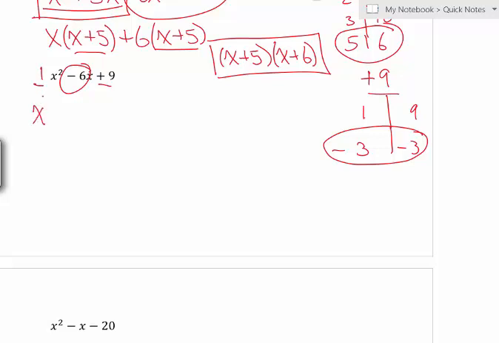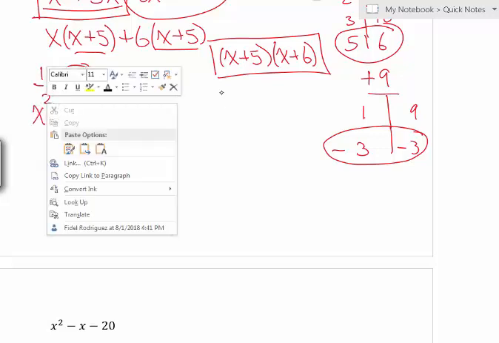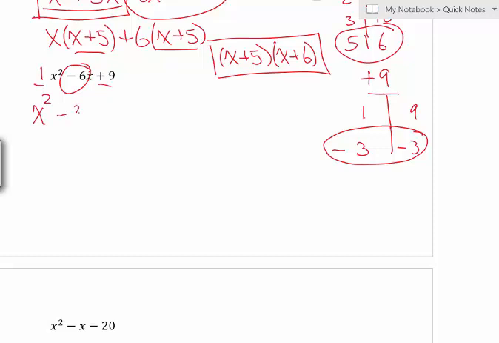So I'm going to write x squared, minus 3x, plus 9. Out of those first 2, I can factor out the letter x. Sorry about that.